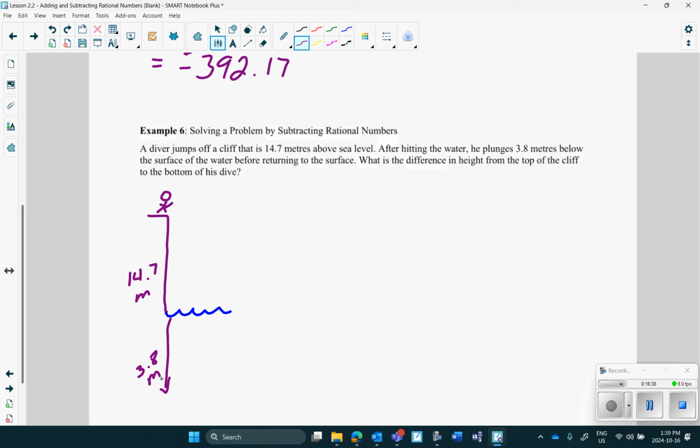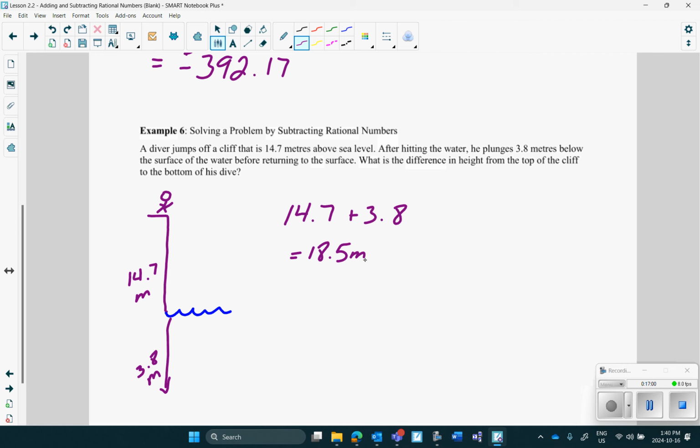So you guys would probably be able to tell, how would you find the total distance he dove? Yeah, you would just add the two, right? 14.7 plus 3.8. And that gives you 18.5 meters.